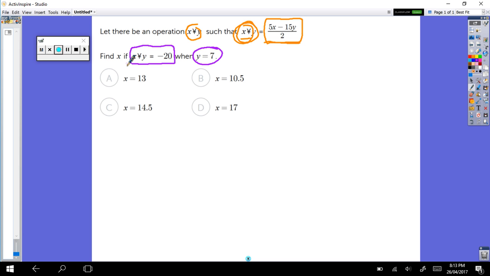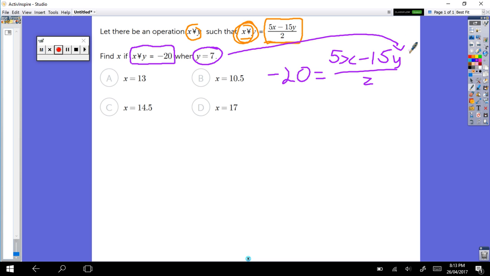So what we're going to do: we know that this operation with the funny sign is equal to negative 20, so we're going to write negative 20 equals 5x minus 15y over 2. We also know that y equals 7, so we can put this value in. In our next line, we keep the minus 20: minus 20 equals 5x minus 15 times 7 over 2. And now this just looks like an equation that you need to solve for x.